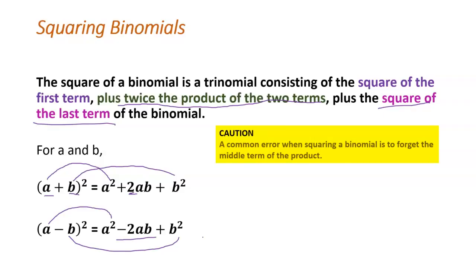Let's look at this with an example. But before that, you need to be aware of the common error that occurs when we're squaring a binomial. Many times we forget the middle term and simply write (a plus b) whole squared as a squared plus b squared, which is not correct. So when you square binomials, you have to write three terms, which is a trinomial. Let's look at an example now.